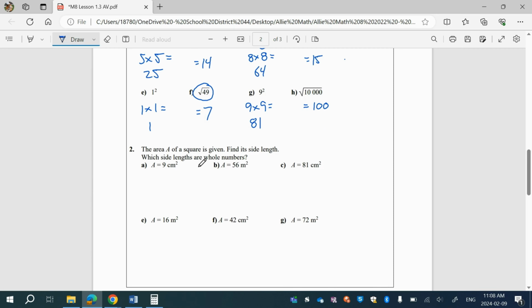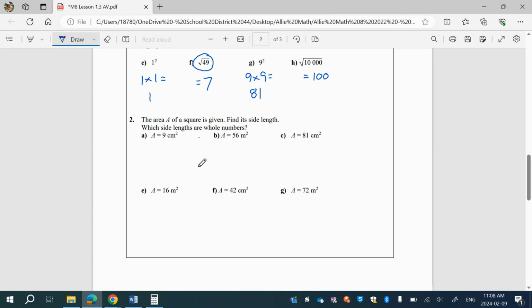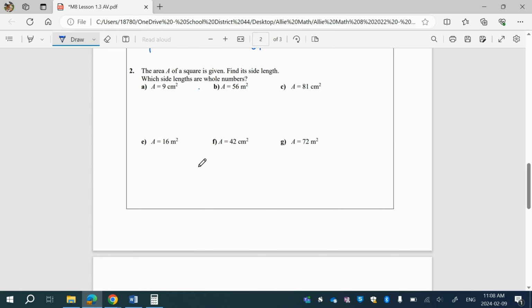This part we have to remember the two relationships that I just outlined at the beginning of this video. So the area A of a square is given, how much space it takes up. Find its side length. Okay, which side lengths are whole numbers? Okay, so this is asking us which ones are perfect squares.